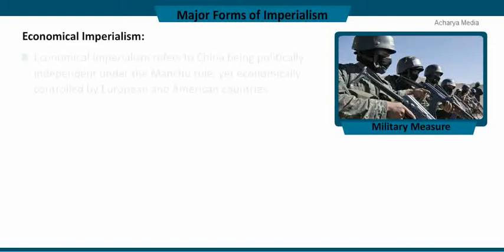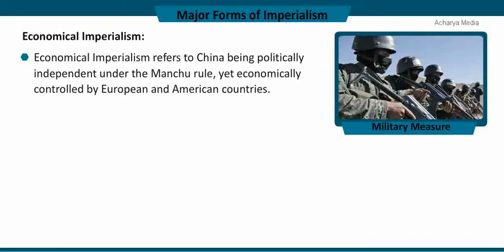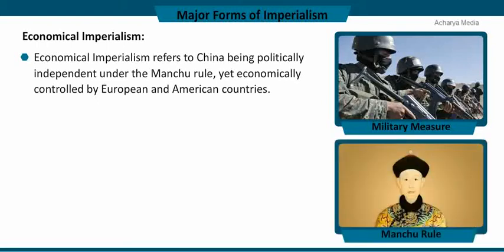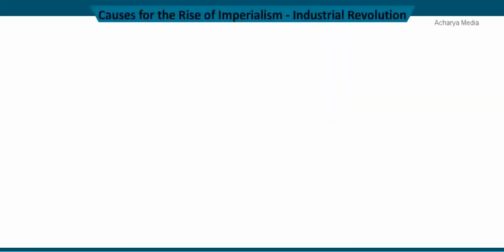Economical imperialism. Economical imperialism refers to China being politically independent under the Manchu rule, yet economically controlled by European and American countries. Causes for rise of imperialism.